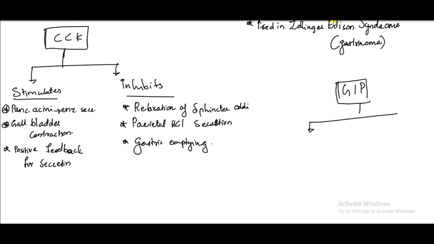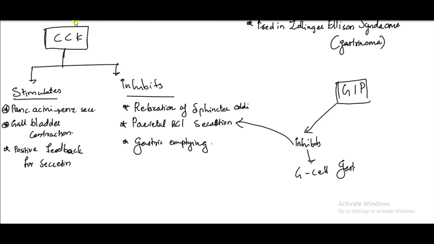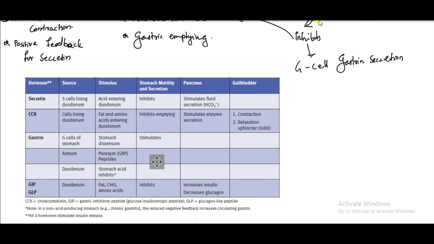And the gastric inhibitory peptide inhibits parietal cell secretion, and it also inhibits G cell gastrin secretion. And you can see a table here.